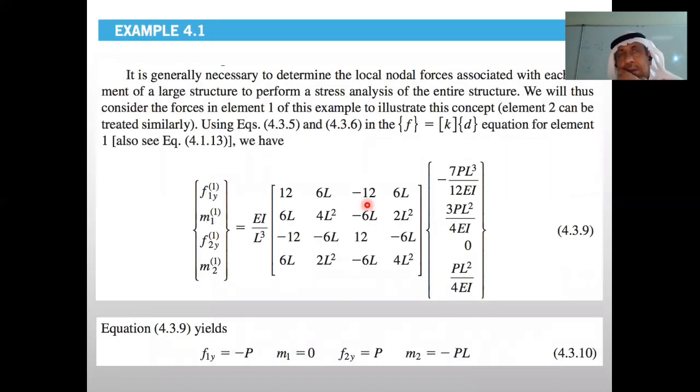What about this one? Can you tell me what this is? This is the shear force and moment diagram for each element. If you want to draw shear and moment, you cannot draw it from the reaction. You have to do it element by element. So this is now the shear force at node 1. This is the moment at node 1. This is the shear at node 2. And this is the moment at node 2 for element number 1. Okay, what about element number 2?